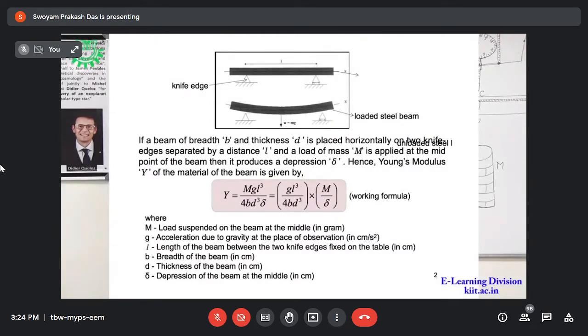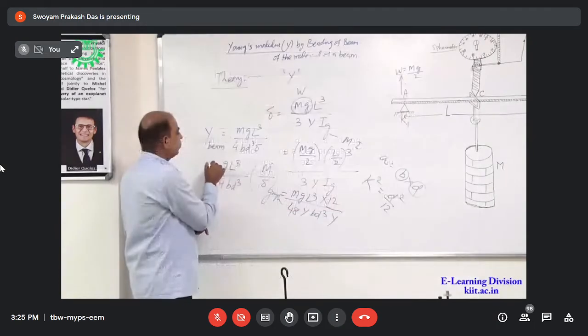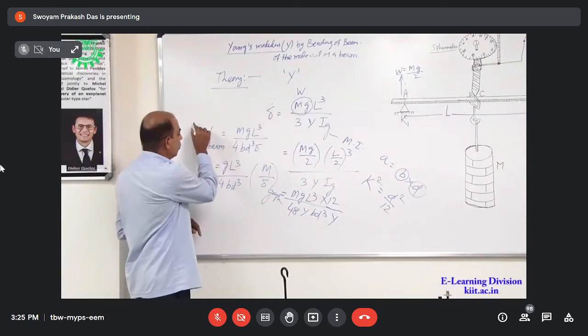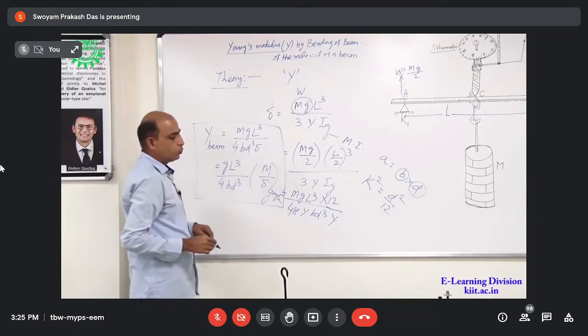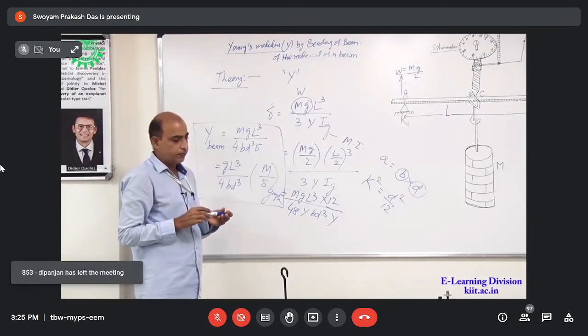Here m is the mass given to the beam, delta is the depression because of this mass m, g is the acceleration due to gravity, and L is the length between the two ends, that is AB. b is the breadth of the beam, which can be found using a vernier caliper, and d is the thickness or depth of the beam, which can also be found using a vernier caliper. So this is the working formula used here to determine Young's modulus of this material.